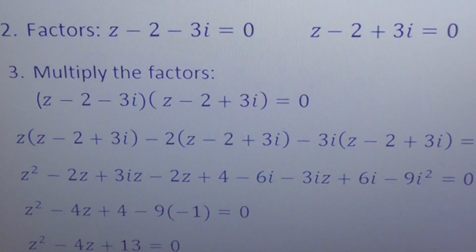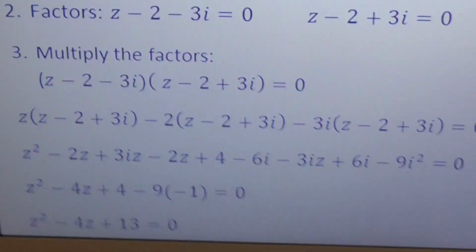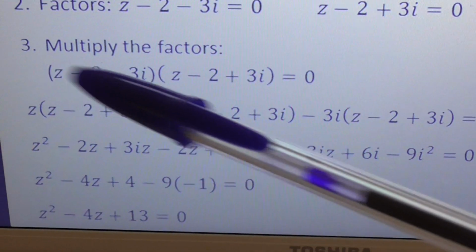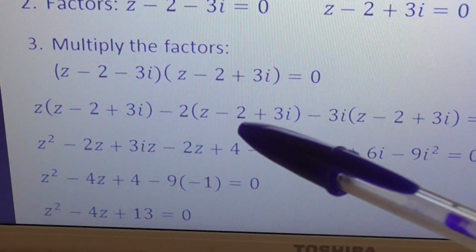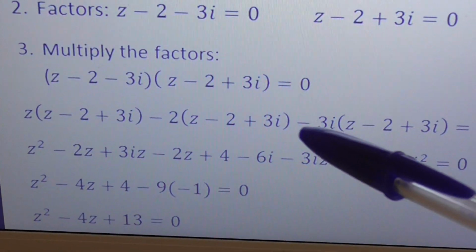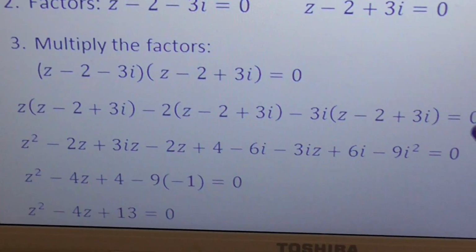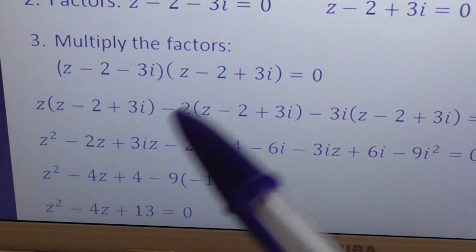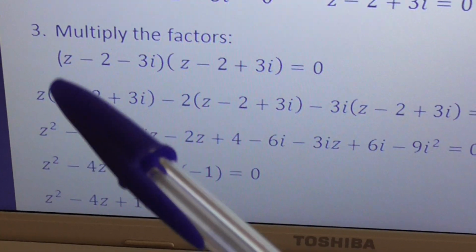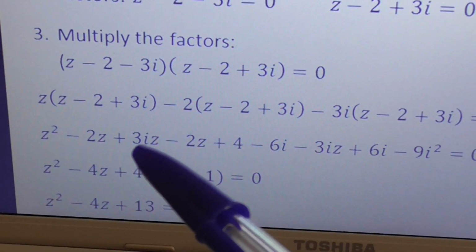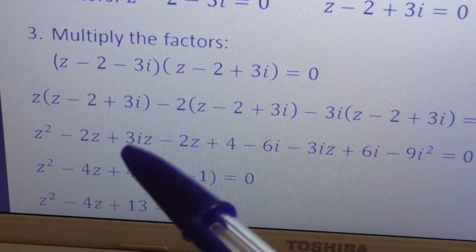Now, there's 3 terms, technically, in each of the brackets. So it's going to be z in the first bracket multiplied by all of the second bracket, minus 2 in the first bracket multiplied by all of the second bracket, and minus 3i in the first bracket multiplied by all of the second bracket. Okay, so just watch your multiplication. Z by z is z squared, z by minus 2 is minus 2z, z by 3i is plus 3iz. The order in which you write that is fine, you could write it as 3zi if you want.